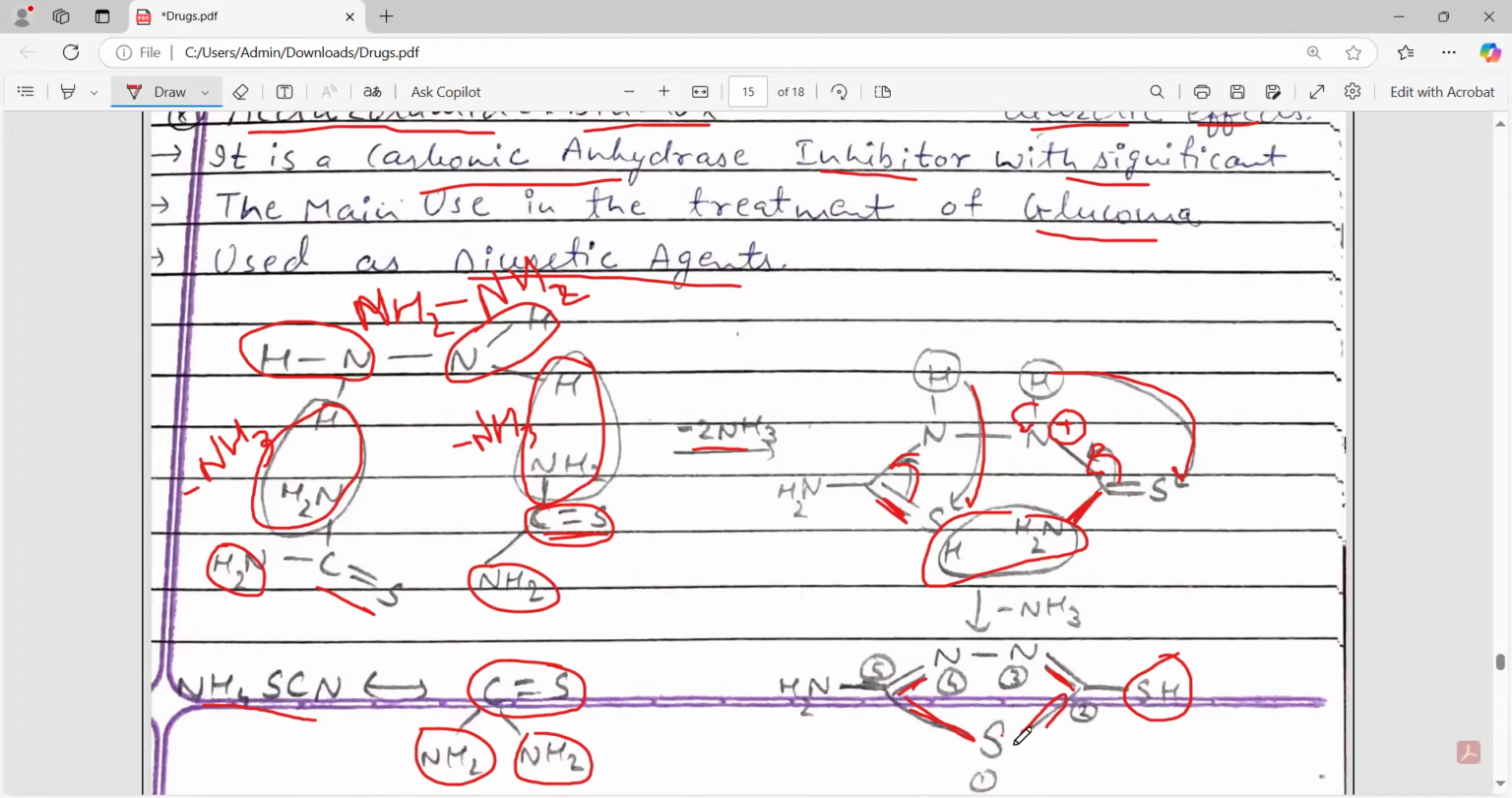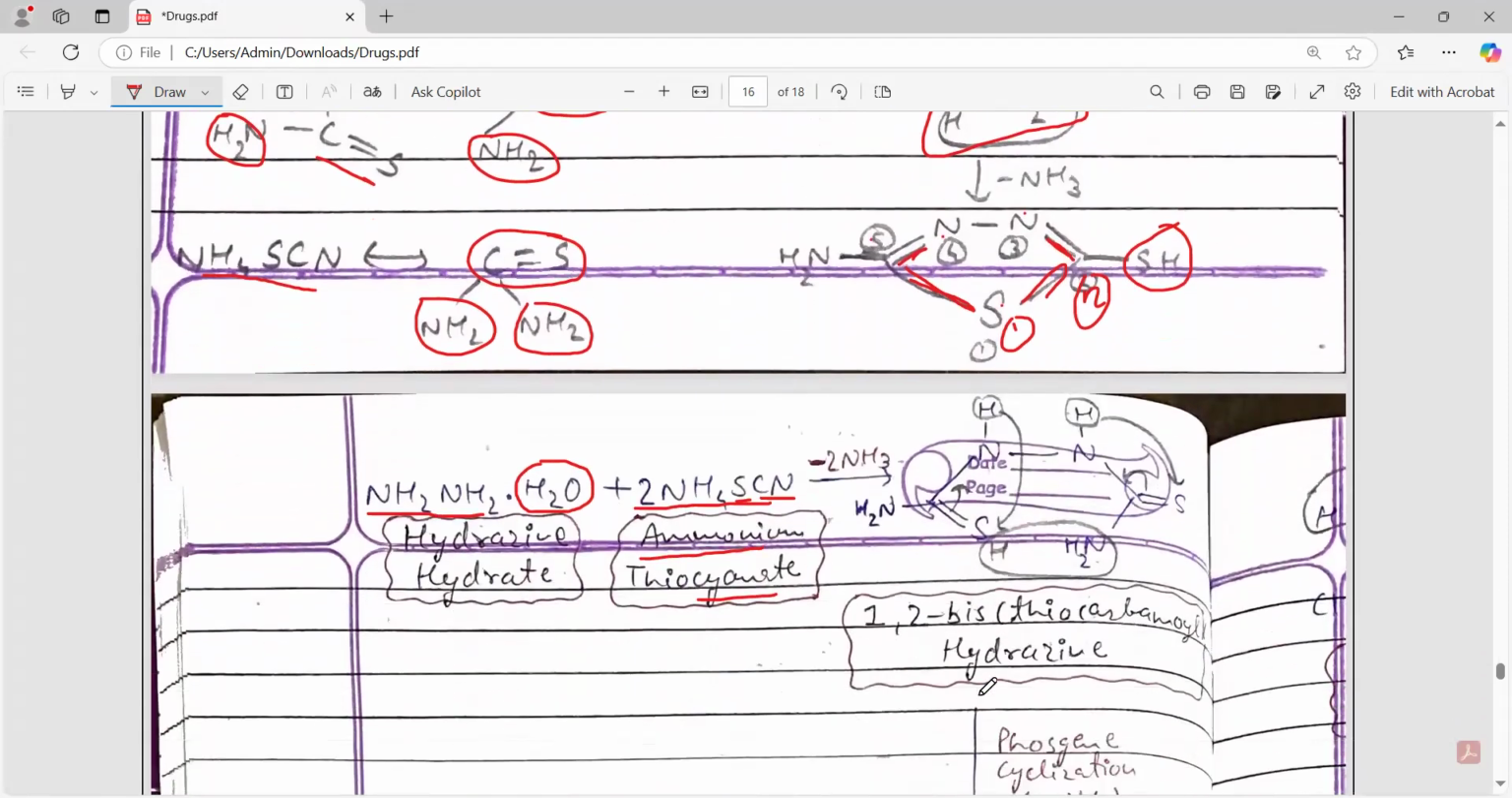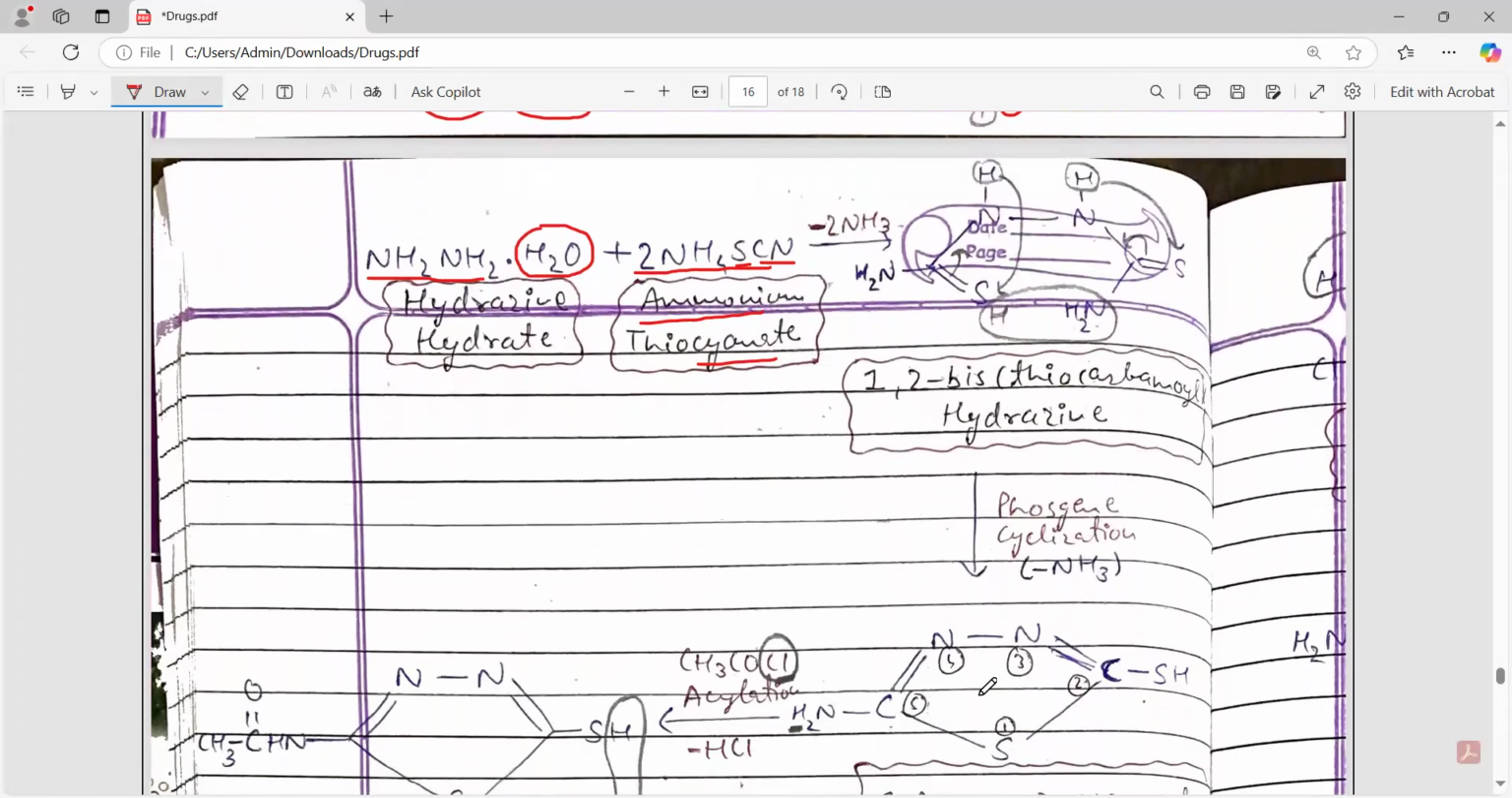So we are giving the numbering here, always starting from sulfur. So sulfur, then the second number is the carbon attached to this sulfur, this carbon having the SH group, then third number, fourth number, and the fifth number. Okay. So you will clearly understand, the 3 moles of ammonia will be reduced.